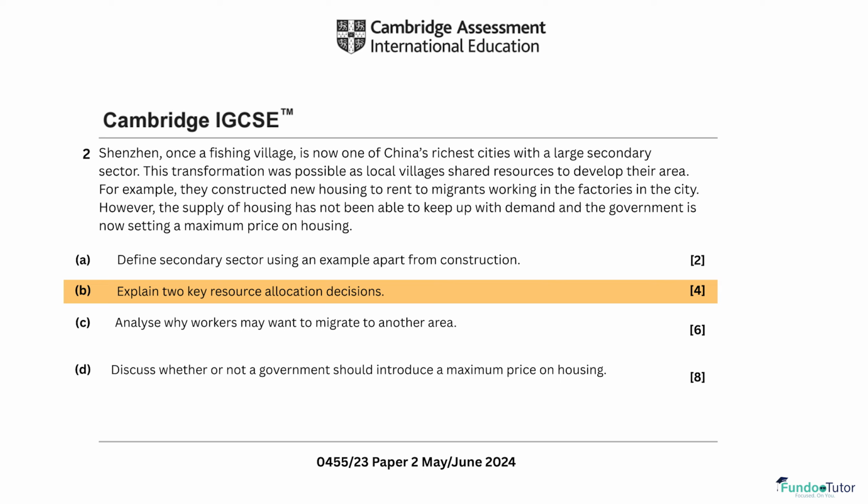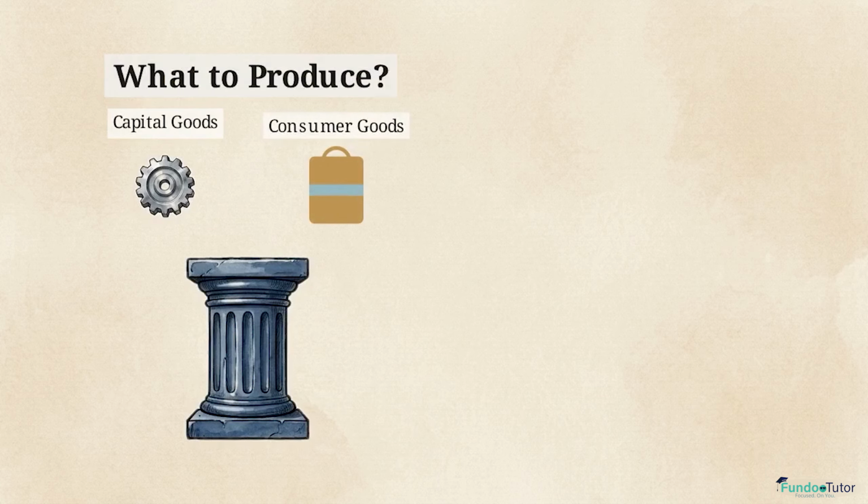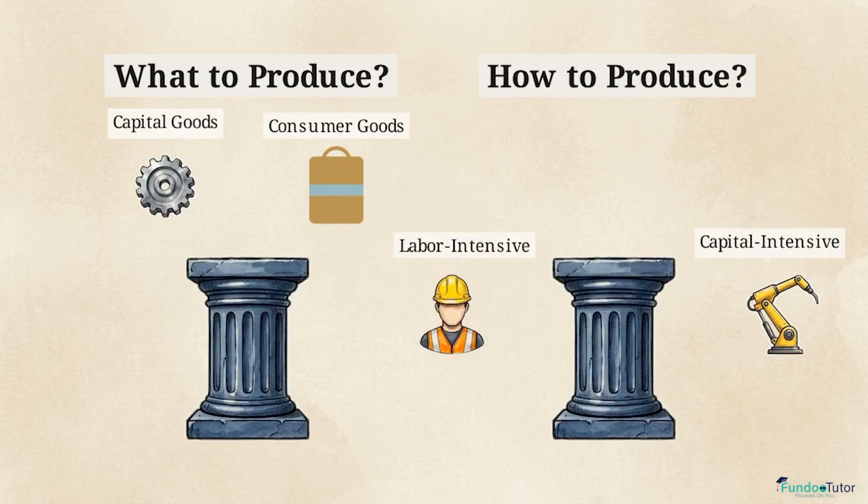Let's expand on those basic decisions with question 3, a 4-mark question asking you to explain 2 key resource allocation decisions. First, an economy decides what to produce, choosing between capital goods like factory machinery or consumer goods like clothing. The second decision is how to produce. This means finding the most efficient method, whether using capital-intensive machinery or a labor-intensive workforce.